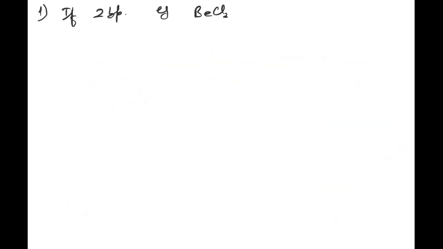For example, this may be BeCl2, and for minimum repulsion between both bond pairs of electrons, this bond angle must be 180 degree, between both the beryllium chlorine bonds. This geometry is known as linear geometry.